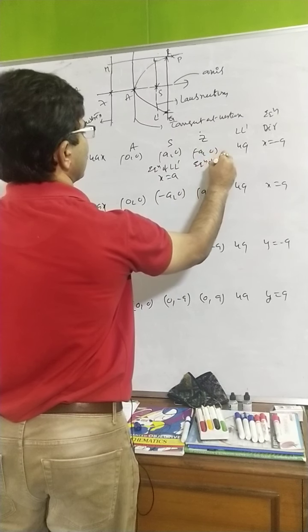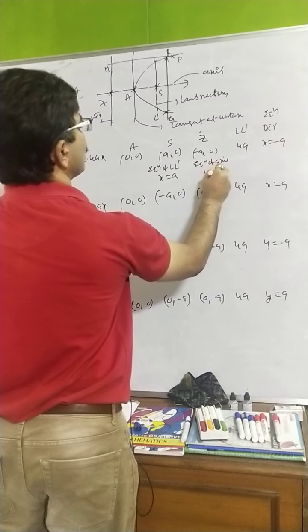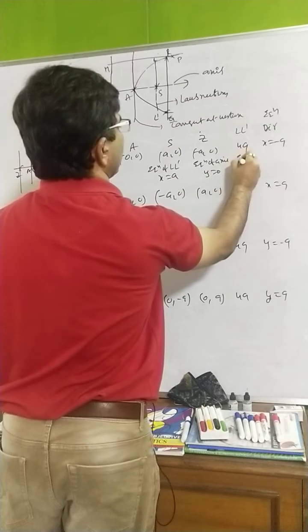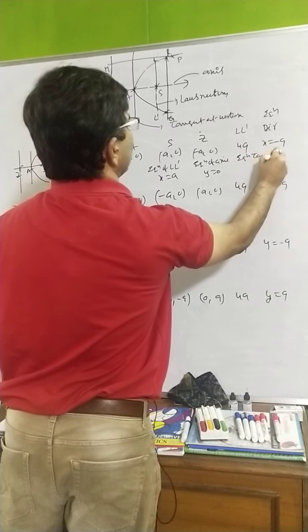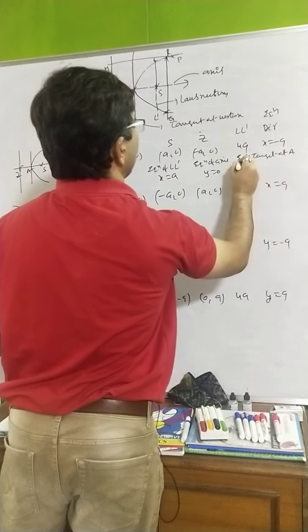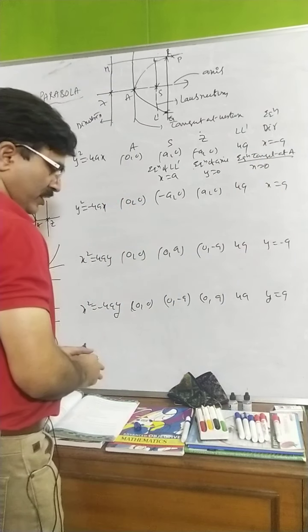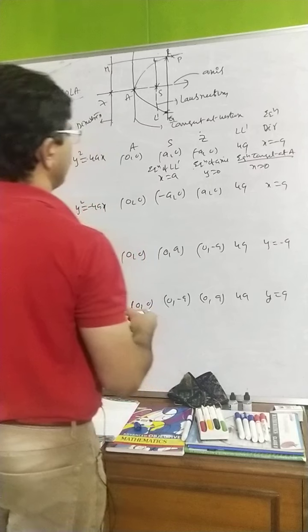Equation of axis is y is equal to 0. Another one is also there, equation of tangent, right? Equation of tangent at A. What is the equation of tangent at A? That is x is equal to 0. We got it. Now please take care of this, right?